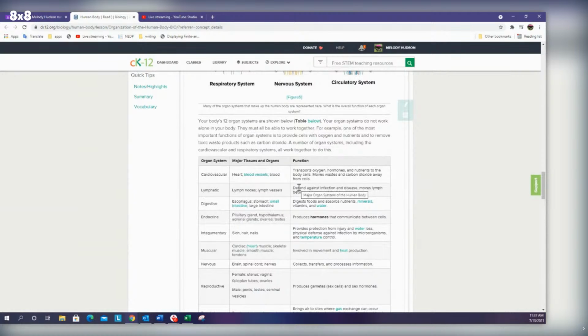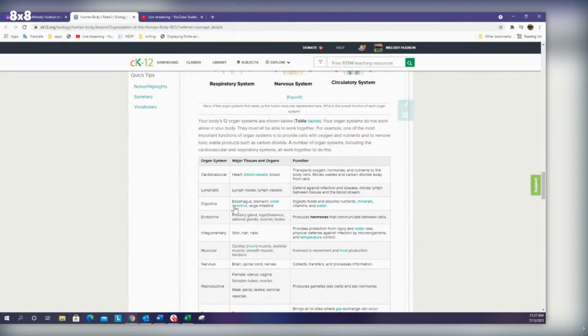When your lymph nodes are swollen, you may be able to feel sometimes the lymph nodes in your throat being swollen. What that means is that your body is trying to fight some type of infection or illness.